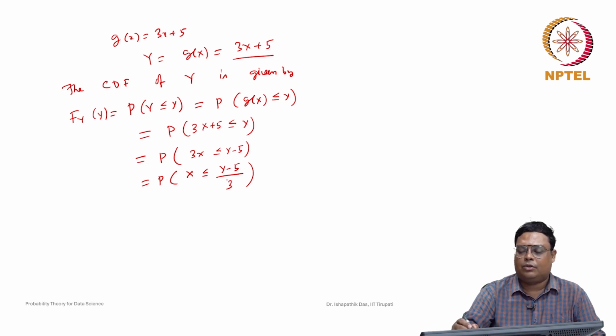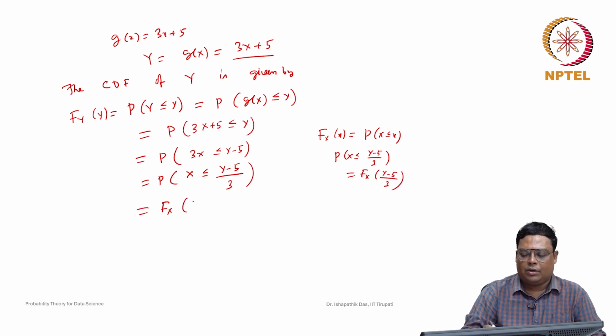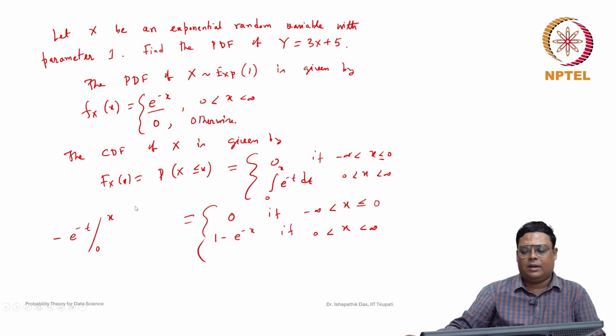Now what is this? You know that F of X evaluated at any value x is the probability that X is less than or equal to x. If you put y minus 5 by 3, it is nothing but F of X at y minus 5 by 3. This F of X is given here: it is 0 if x is less than or equal to 0, and 1 minus e to the power of minus x if x is greater than 0, less than infinity. So we will write that here.